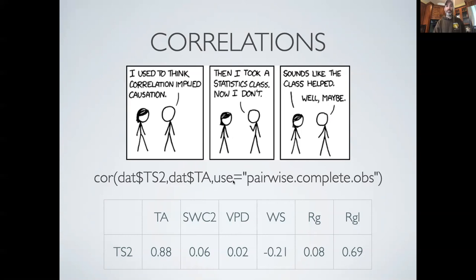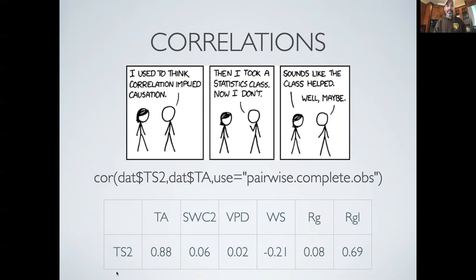And then here, this use pairwise complete observations is a handy thing if you're doing a lot of correlations, that deals with the missing data. If you look at the correlation between two variables, but there's NAs in either of them, it'll just return an NA. So if you look at the help, you'll see there's various ways of filtering out the NAs under this use argument.